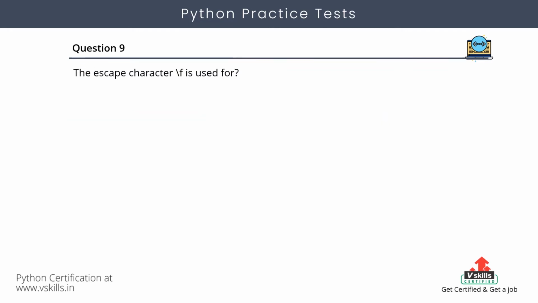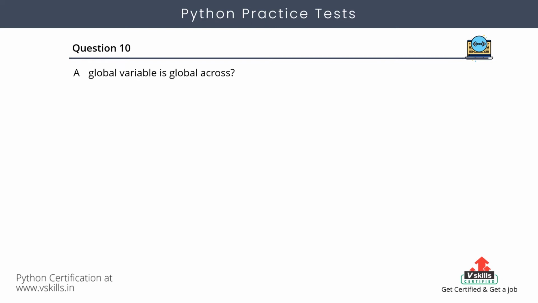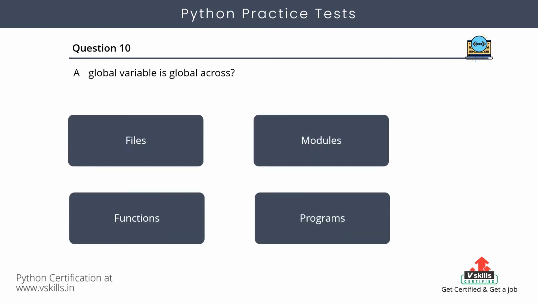Question 9. The escape character /F is used for what purpose? The correct answer is option B. Question 10. A global variable is global across? The correct answer is option C.